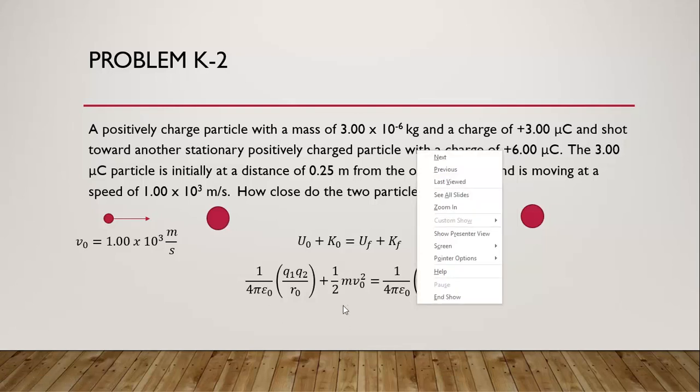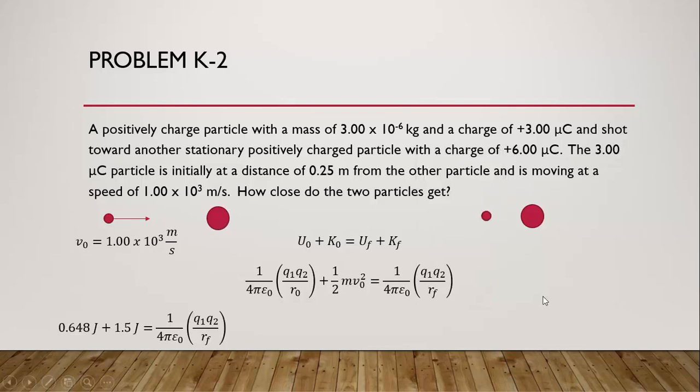I can calculate out these two energies. I normally don't do it that way, but what you get is initially 0.648 joules of potential energy and 1.5 joules of kinetic energy. Those add up to 2.148 joules. I've multiplied R final to the other side so I can substitute and solve for it. If I solve for it, what I get is that the closest these two particles will ever get is 7.5 centimeters, or 0.075 meters.